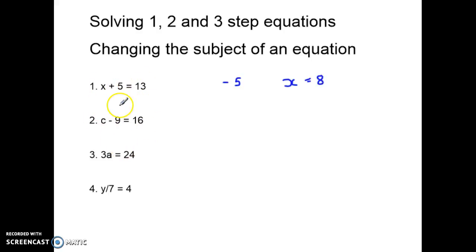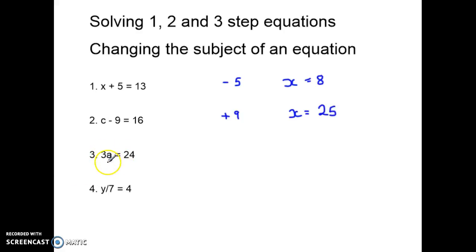Moving on to the second one, I see that C minus 9 is 16, so the inverse operation of that minus 9 is to add 9. And adding 9 to the left hand side of the equation, the minus 9 and the plus 9 cancel each other out, so I'm left with C plus 0, which is just C. And on the right hand side of the equation, the 16 plus 9 is going to give me 25. So my solution to that second one is that x equals 25. You want to test your answer. 25 minus 9 is indeed 16.